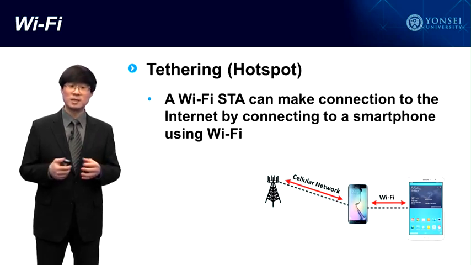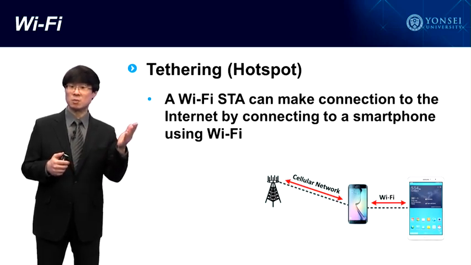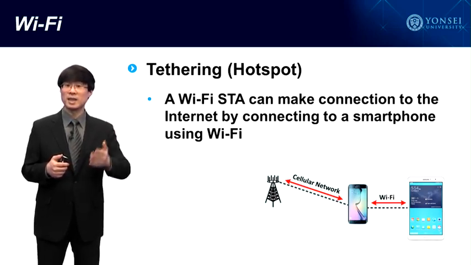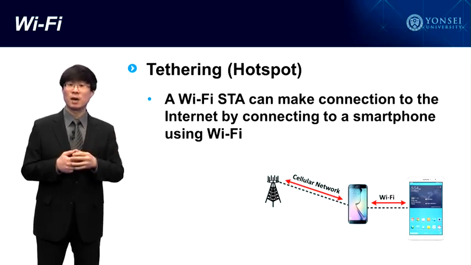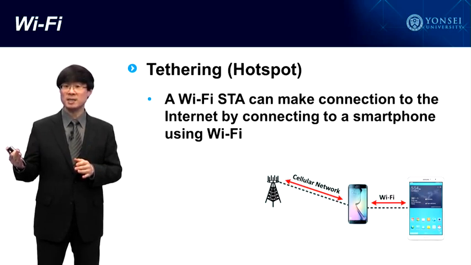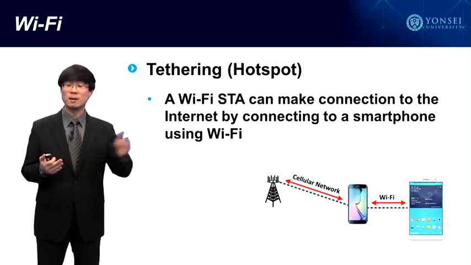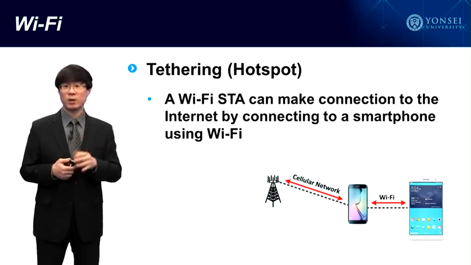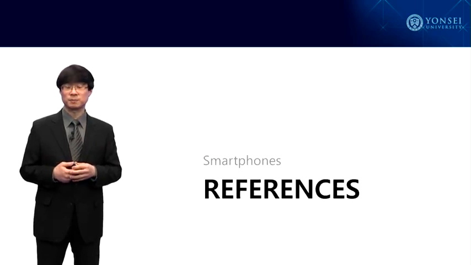In other words, you can see a device is connecting to the smartphone through Wi-Fi, and the smartphone on the other side is turned on to its cellular mobile communication network and connecting to a base station. So through the smartphone, the other tablet PC device can directly connect to the internet through the tethering smartphone. And that's what this capability is.